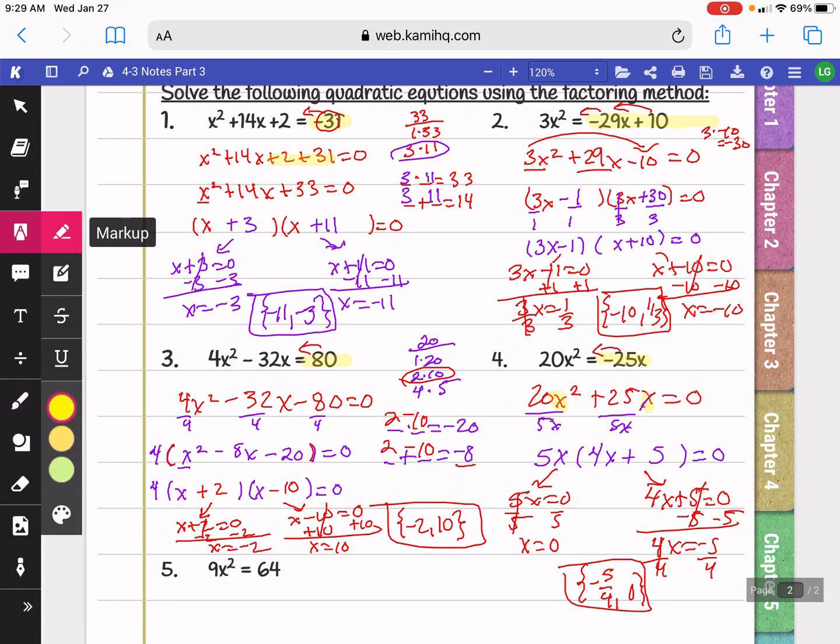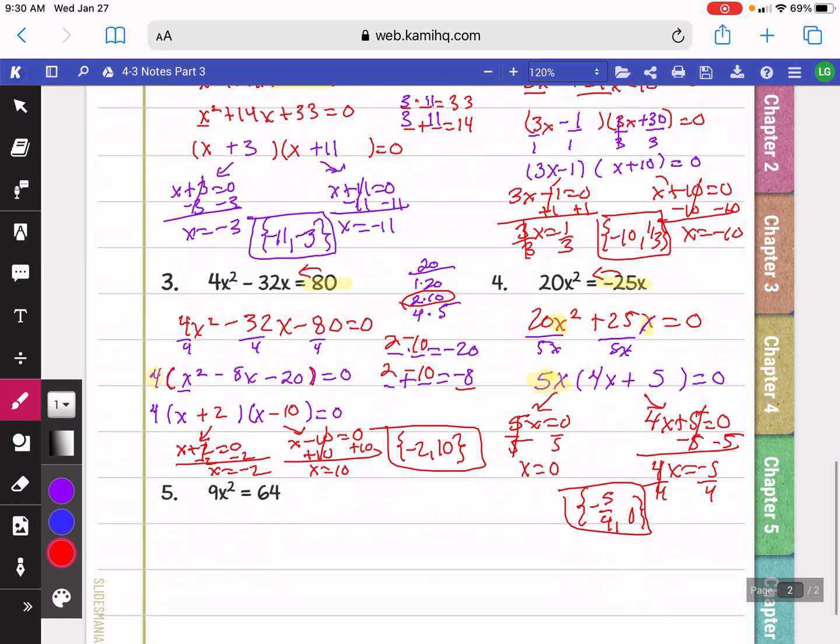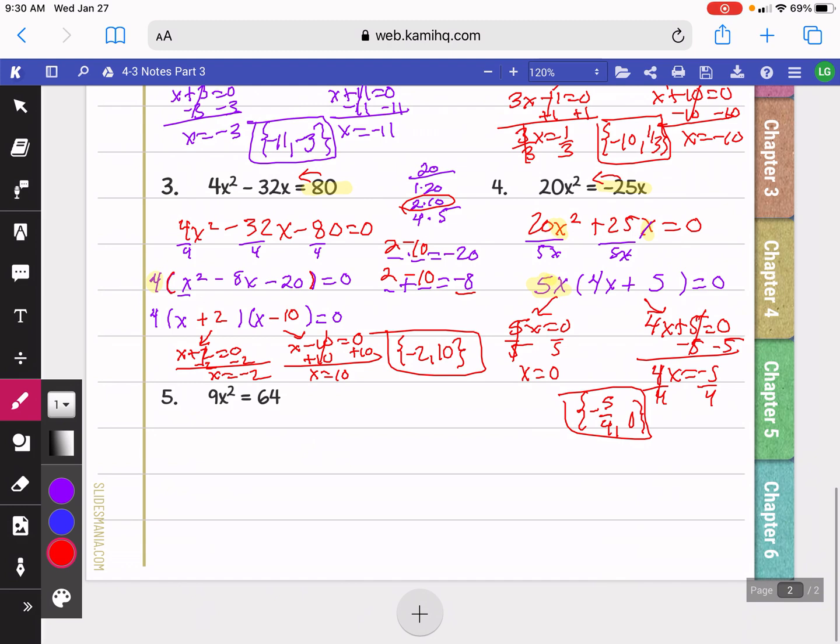So here, even though this one didn't have parentheses, it was one of my factors. So I had to set that one equal to 0 too. If you look back at problem 3, I didn't have to set the 4 equal to 0 because 4 cannot equal 0. So that wouldn't make sense. You're only doing the parts that you factored that have variables in them. So let's go ahead and look at our last example here.